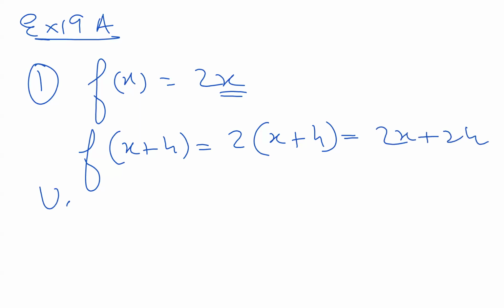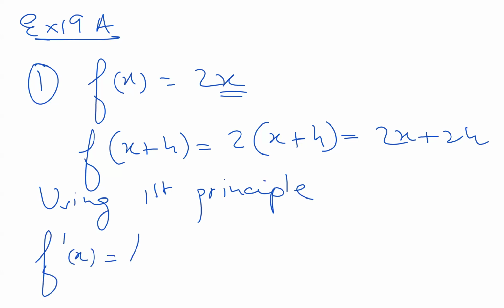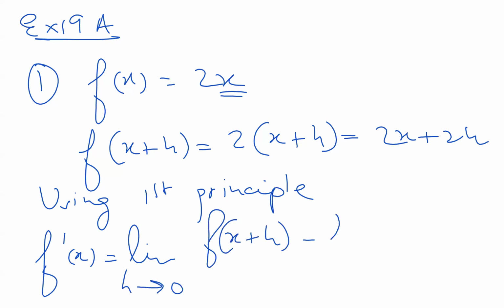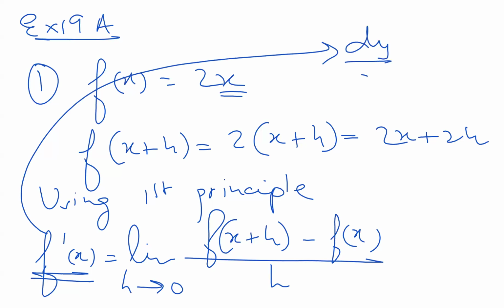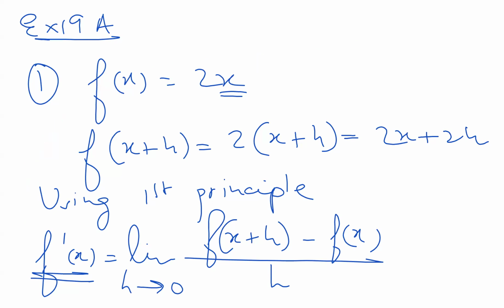So now using first principle, f dash x is equal to limit h approaching 0, f of x plus h minus f of x upon h. Now this formula using limits is called the derivative using the first principle. f dash x is the derivative. Technically, what is f dash x? f dash x is dy by dx. So using limits, this is the first principle.